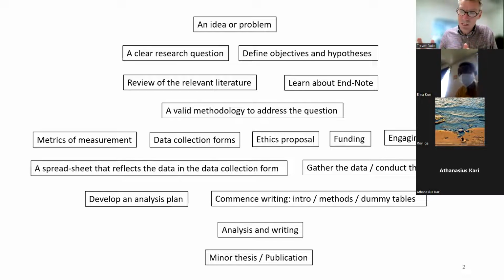But the reason to do that early is because it helps you understand the data that you're going to collect, and the analysis that you're going to do once you've completed all your data collection. So these dummy tables I'll show you in a little while. And then you do the analysis and the writing, and then you finish your thesis. So there's a lot of steps involved, but it's not that complicated, really.